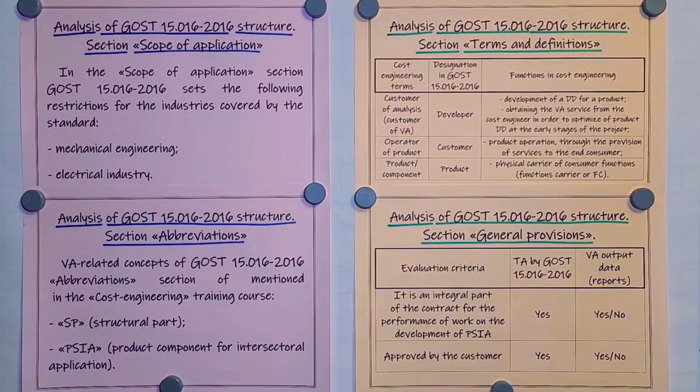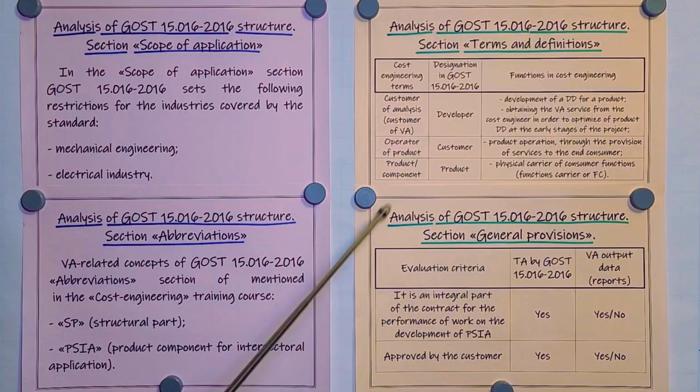With regard to the abbreviation PISA, or product component for intersectional application, we can say that it's an analog of the concept of purchase part used in the course cost engineering. It should be noted that the concept of purchase part is also mentioned in GOST 2.106, named specification or technical assignment in English. Its meaning fully corresponds to the concept of purchase part used by us as a part of the training course of cost engineering.